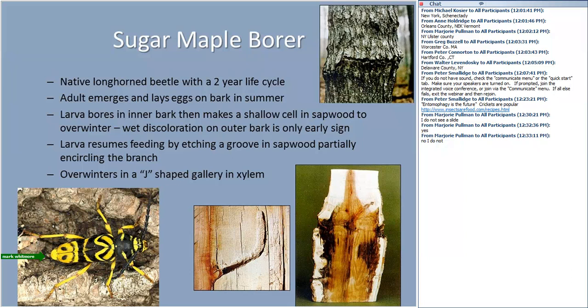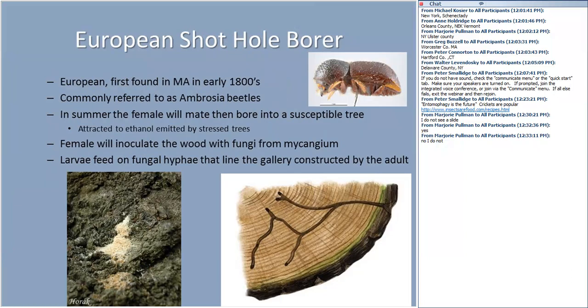So what else do we have here? And then we have the European shot-hole borer. This is a very interesting group of insects called ambrosia beetles. And this was first found in Massachusetts in the early 1800s, so it's been here a long time. It does get into the wood, and it causes damage to any kind of quality timber.